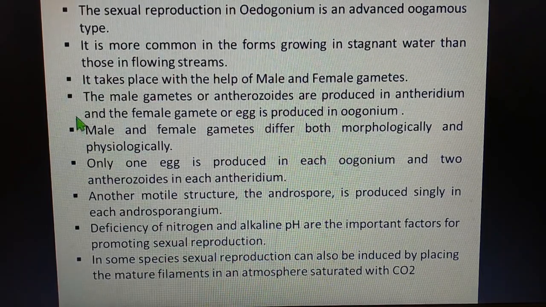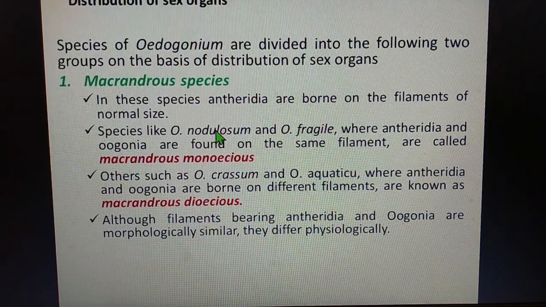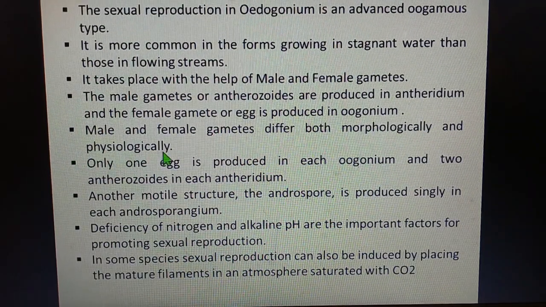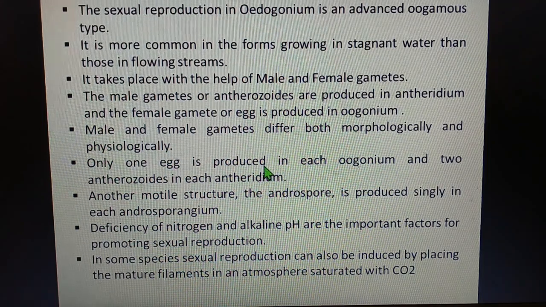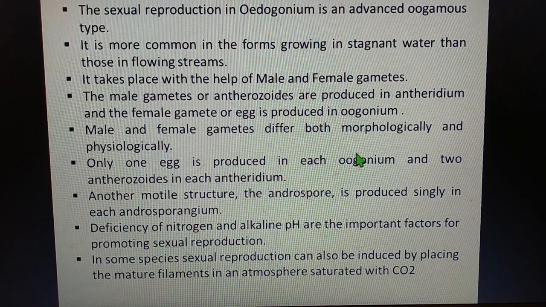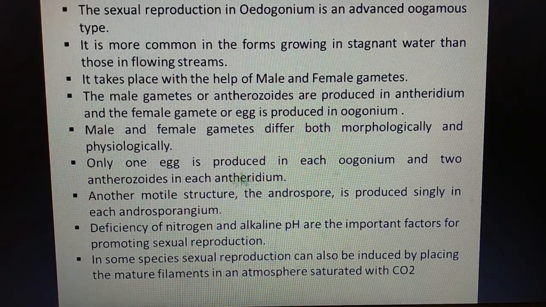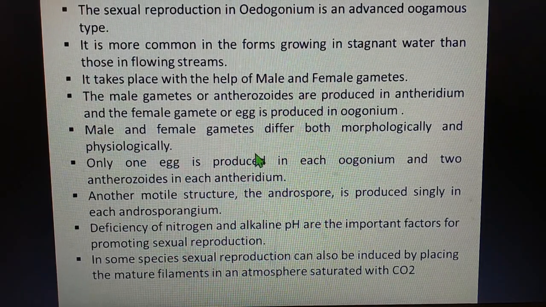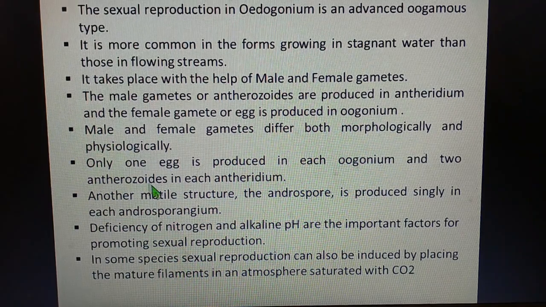Now both the male and the female gametes differ morphologically as well as physiologically, and only one egg is produced in each oogonium, whereas two antherozoids are formed in each antheridium. That means only one female gamete is produced and two male gametes are formed.